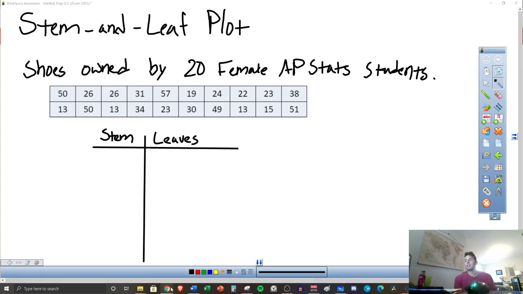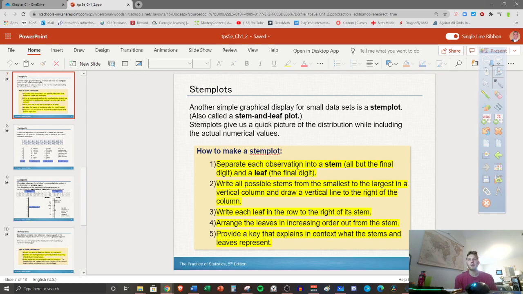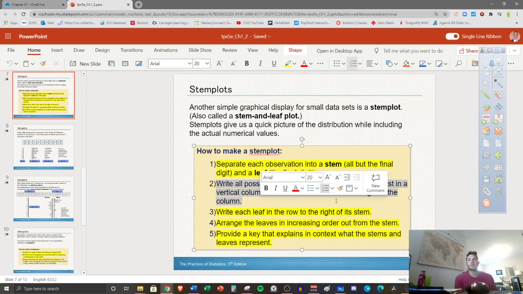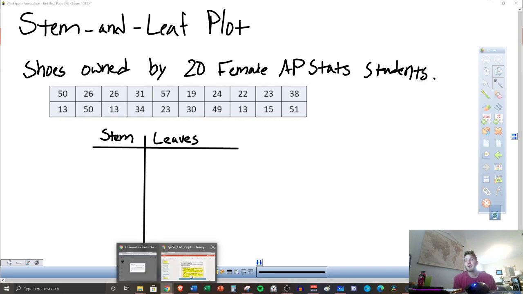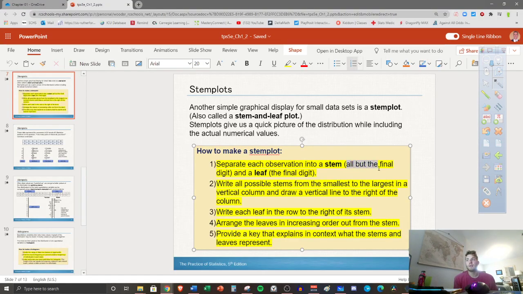So the first thing it says is separate each observation into a stem, all but the final digit, and a leaf, the final digit. It says write all possible stems from the smallest to largest in a vertical column and draw a vertical line to the right of the column. So we've kind of already done those two steps, except we are now going to describe what we mean by stem. So the first part says all but the final digit.